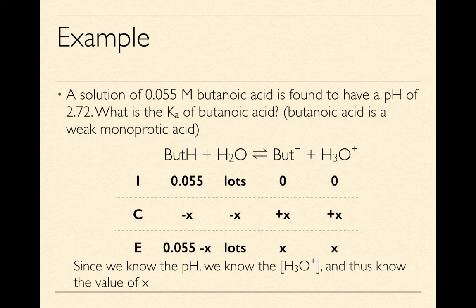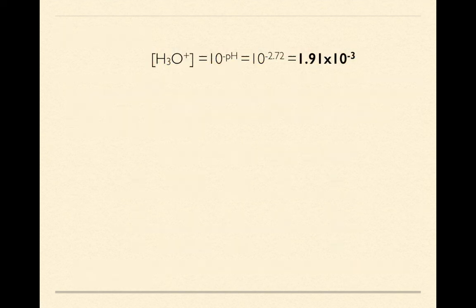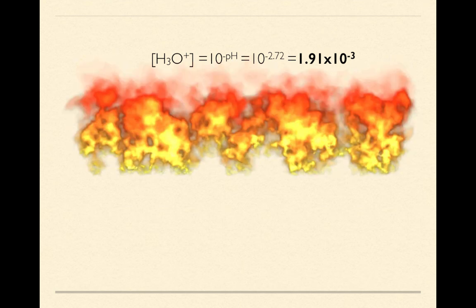Now, as it turns out, we know the pH. And because we know the pH, we can find the concentration of H3O+. And the H3O+, as it turns out, is the value for X. So let's find the value of the H3O+. The concentration of H3O+ is equal to 10 to the minus pH, so 10 to the minus 2.72. So my hydronium ion concentration is 1.91 times 10 to the minus 3.